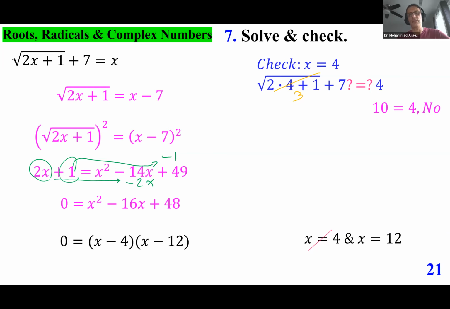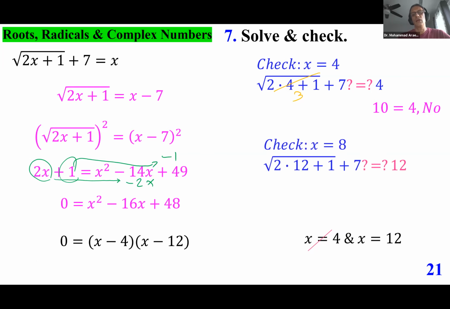Let's do 12. 2 times 12 is 24, and 1 becomes 25, comes out as 5. Is it equal to 12? Yes, it checks. This is an acceptable answer. So that's why you check it always.